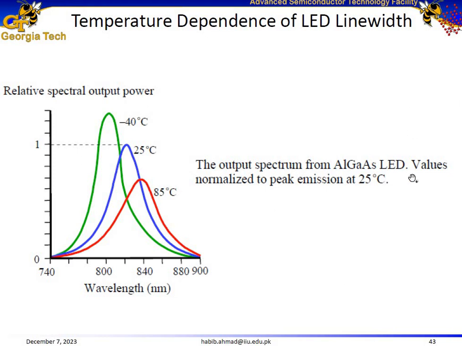Consider, for example, an aluminum gallium arsenide based LED. Its wavelength is 820 nanometers at 25 degrees C. With increase in temperature, its band gap shrinks and its wavelength increases to 840 nanometers at 85 degrees C, while its peak wavelength decreases with decrease in temperature to 800 nanometers at a temperature of minus 40 degrees C.